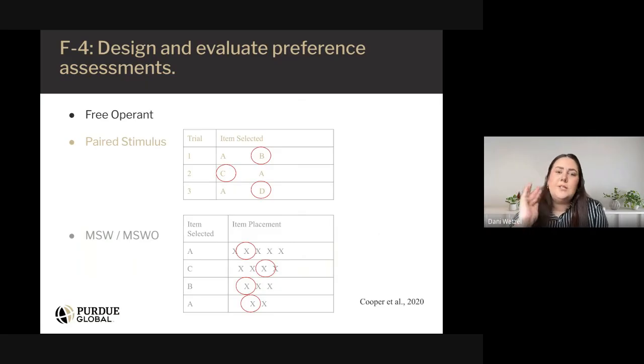You may choose which type of preference assessment depending on the skills that your learner has. For example, do they have the ability to make a choice, or do they have the ability to scan an array of 3 or more items? So different things like that are going to influence which preference assessment you choose to conduct.